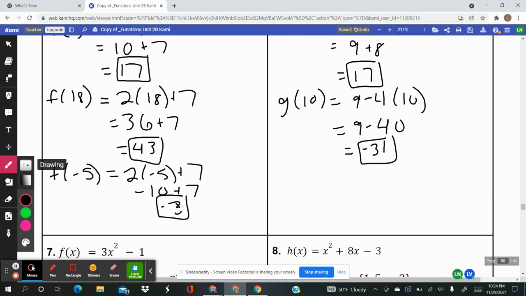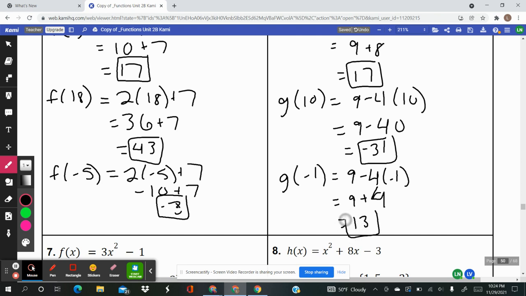And lastly, I have the value of G of negative 1. So 9 minus 4 times negative 1. 9 plus 4 gives me 13.